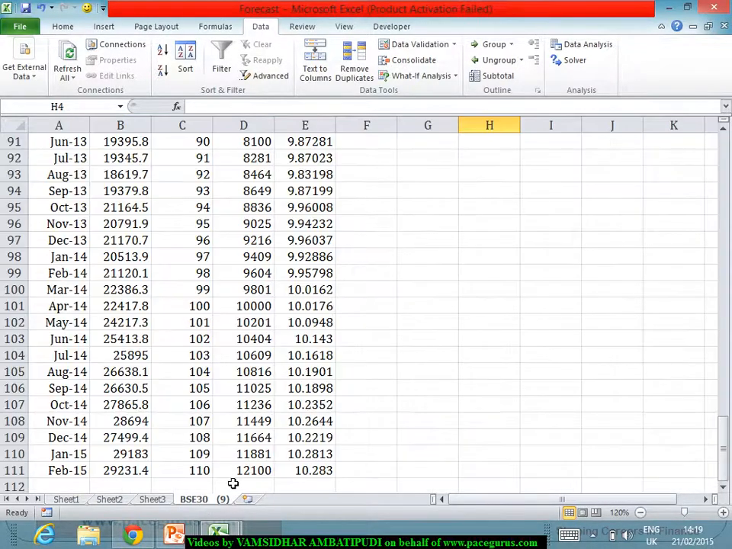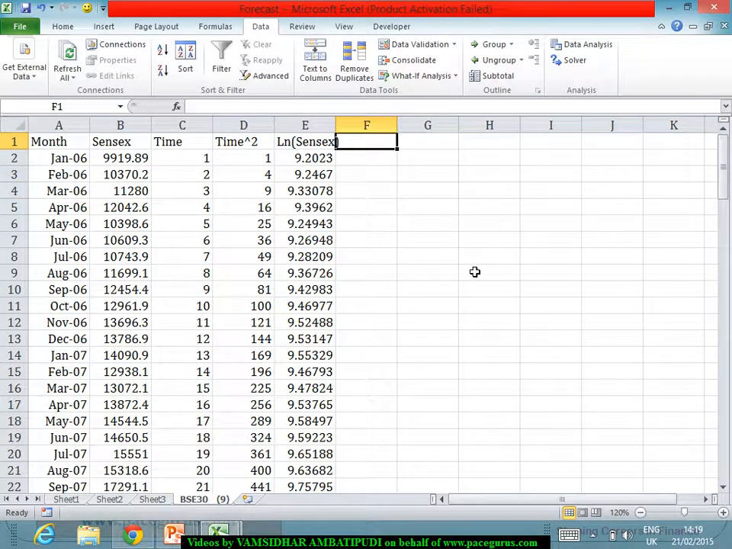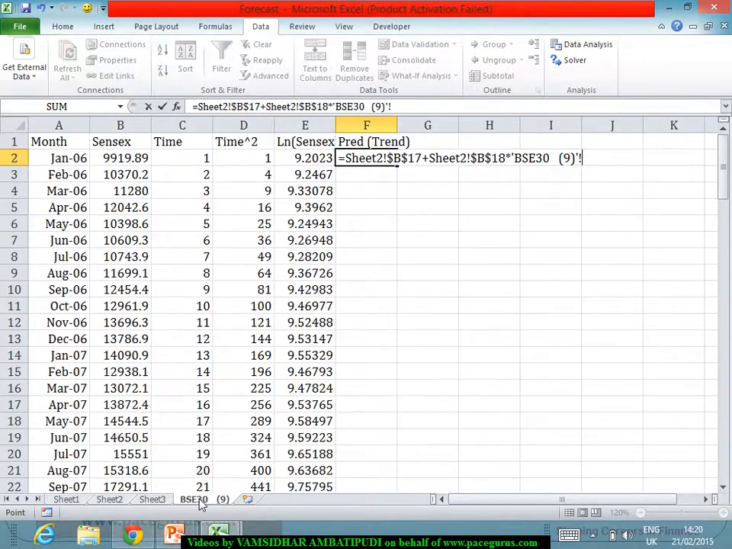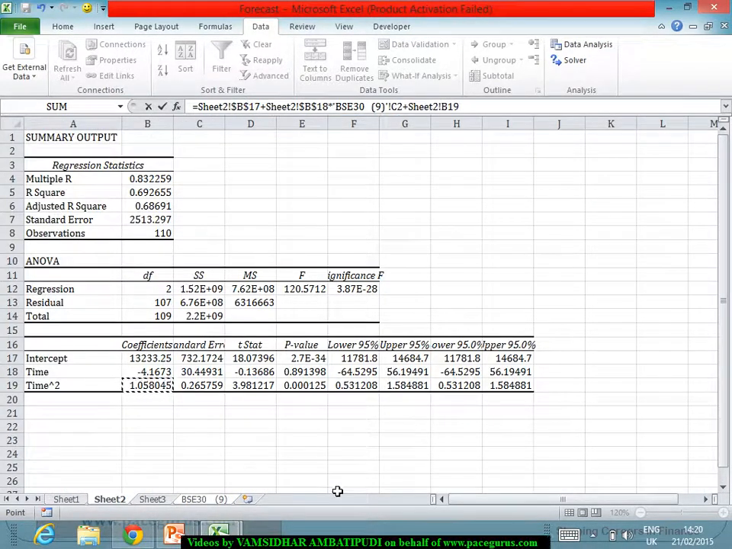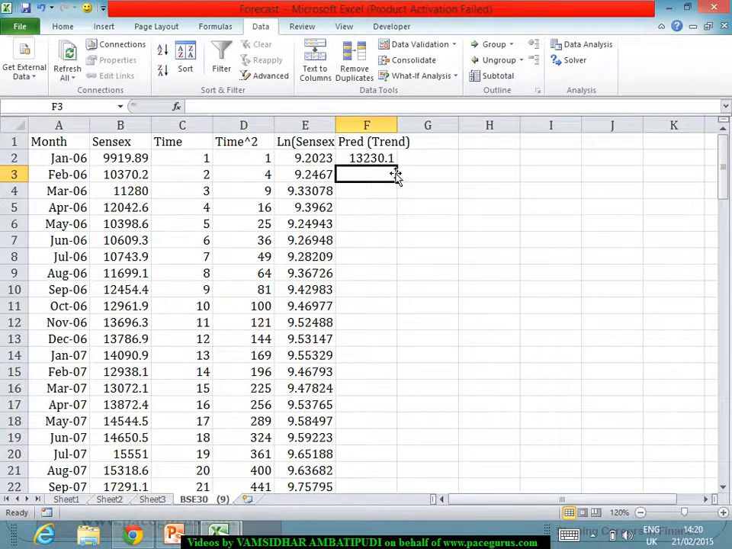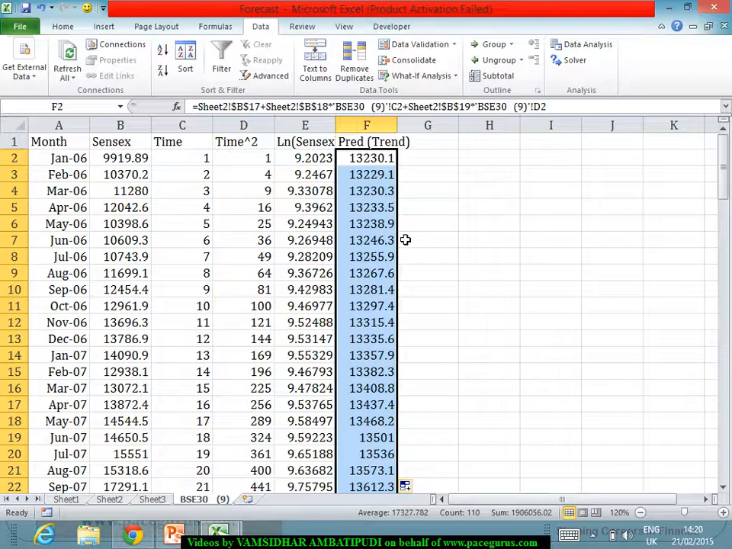Now that we have tried all these things, I will go for finding the predicted value based purely on the trend part, which means I'll use my quadratic trend model to do the prediction of the index. Now, what is my quadratic trend model? It is the intercept plus the time variable multiplied by the coefficient of time, plus the time squared coefficient multiplied by the time squared. Overall, as per this model, this is my predicted price.